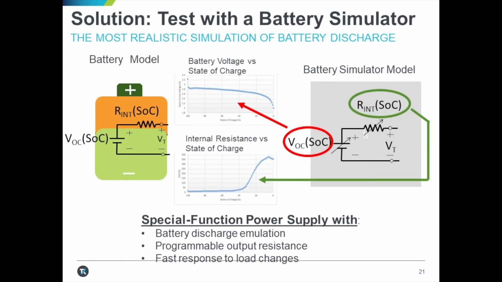So the ideal solution is a battery simulator, a special function power supply that would emulate battery discharge as a function of decreasing voltage and increasing output resistance. And the simulator's ability to program the output resistance then represents a battery's state of charge at any time. Now, such a battery simulator would also have fast transient response. This capability would emulate a battery's instantaneous ability to respond to a load current change.